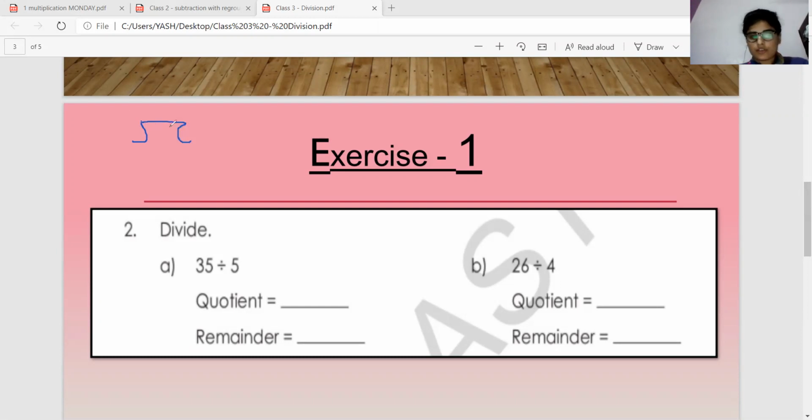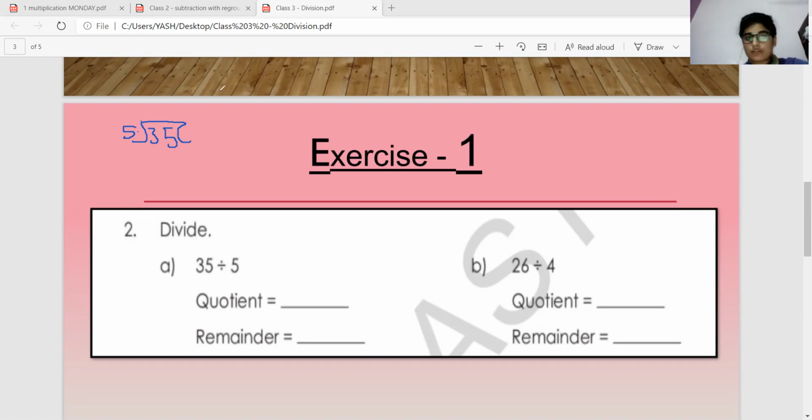This is a way of writing the numbers. First, which number is bigger? 35 is bigger. So write the bigger number here and the small number here, like this. Now we need to divide 35 with 5.